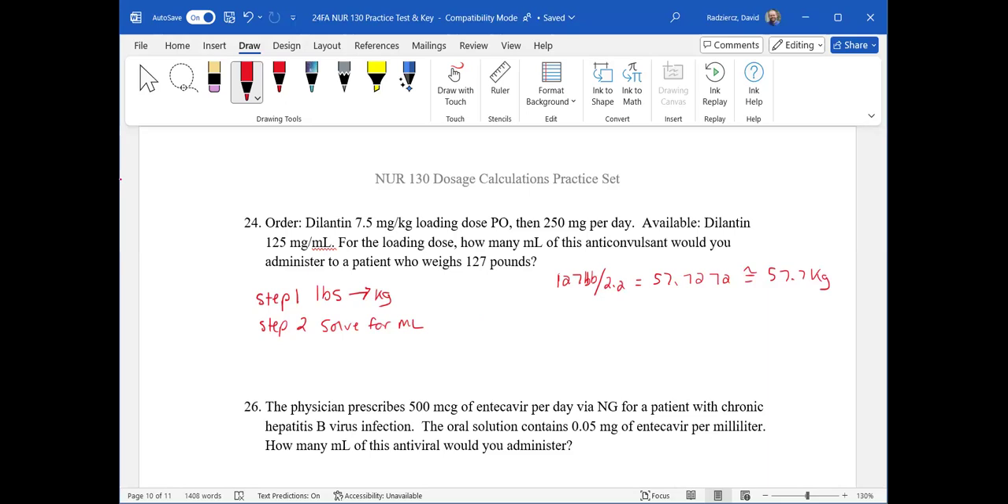All right. Now I'm going to take that 57.7 kilograms, and I'm going to multiply it by the loading dose, the 7.5 milligrams per kilogram. What that's going to do is eliminate kilograms and give me a milligram strength. So 57.7. Sorry, that's supposed to be 7, not 2. Sorry. So 57.7 times 7.5. I'm going to get 432.75.